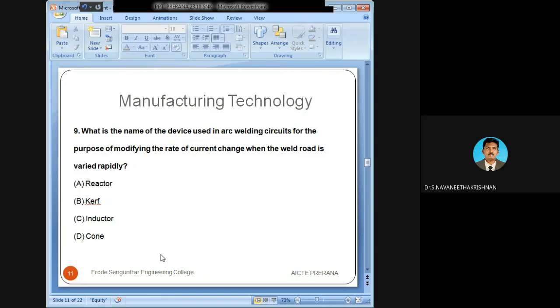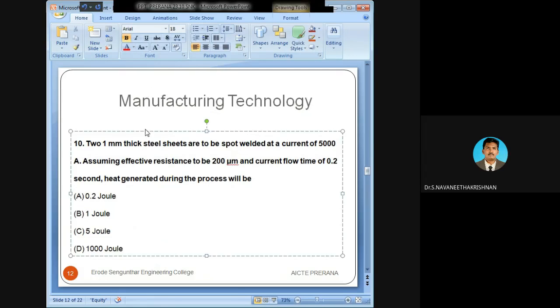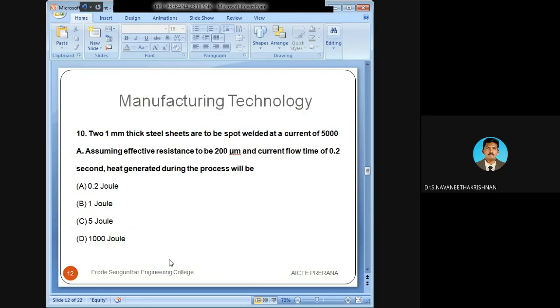The next question is: two 1 millimeter thickness steel sheets are to be spot welded at a current of 5000 ampere. That means they have to weld the two sheets.